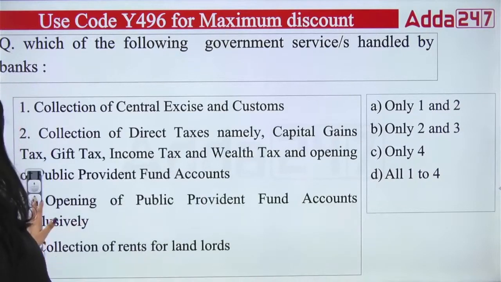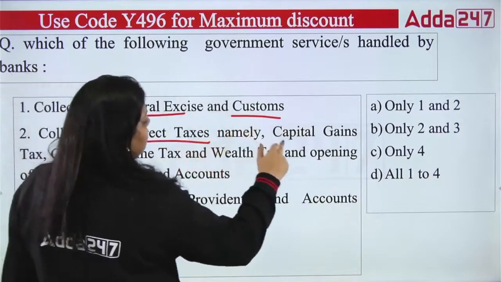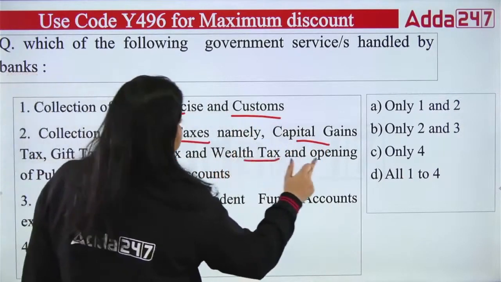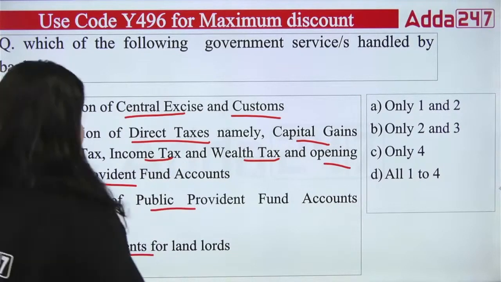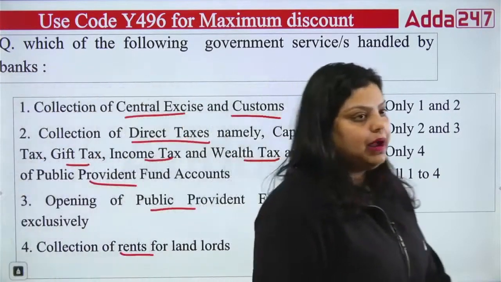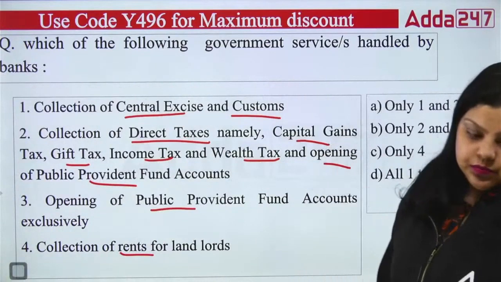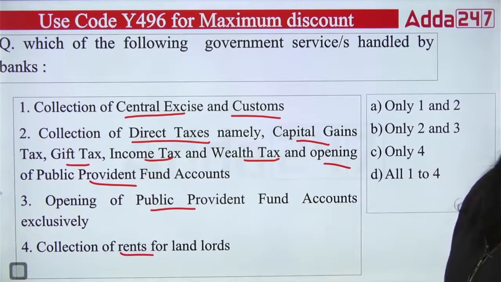The option statements given here: first is the collection of central excise and customs duty. Second, collection of direct taxes, namely capital gains tax, gift tax, income tax, wealth tax, and opening of public provident fund accounts. Third, opening of public provident fund accounts exclusively. And fourth, collection of rents for landlords. So which of the following government services are handled by banks for the Government of India? A, B, C or D?